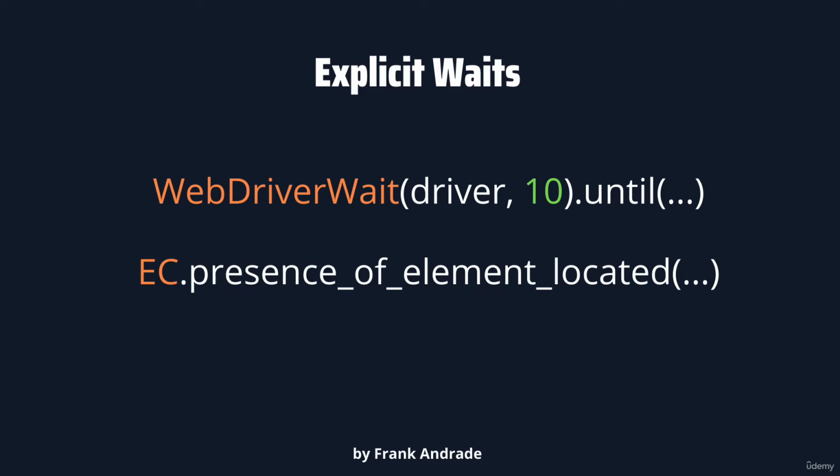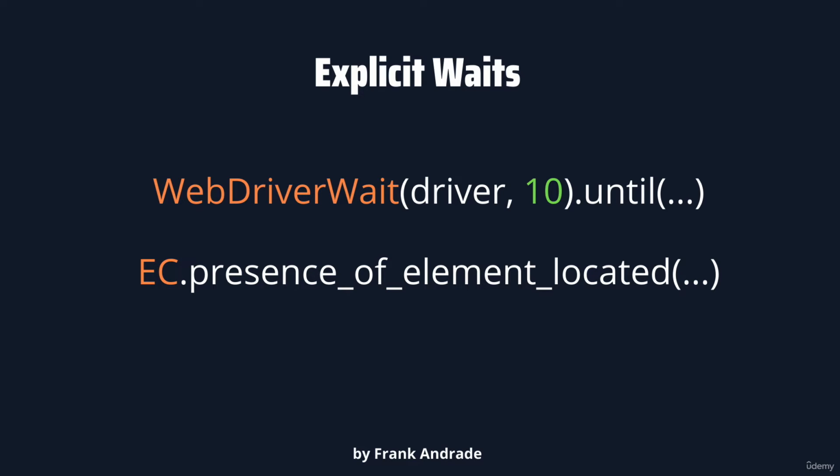Now let's see the syntax of the condition, so what is inside the parentheses. Inside parentheses we write EC, which means expected condition, and then a dot. And what follows is the condition. There are different types of conditions. For example, presence of element located, or element to be clickable, or element to be selected, and so on. You have to choose the one you need.